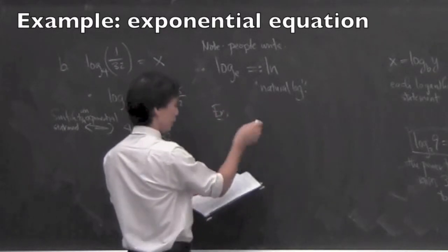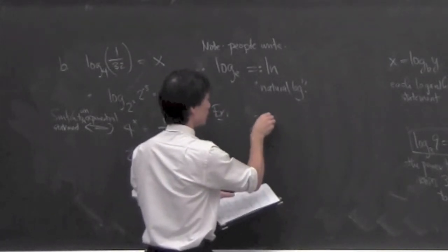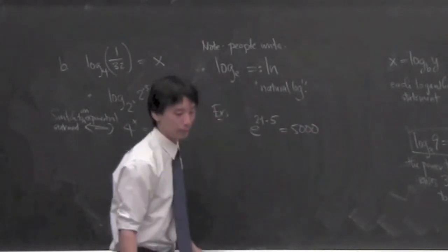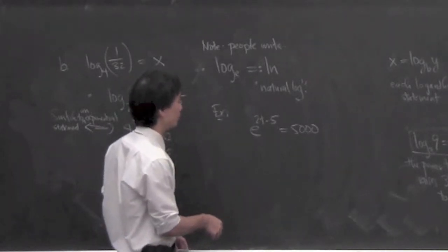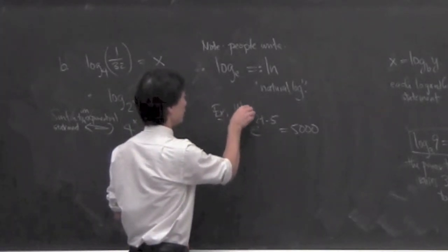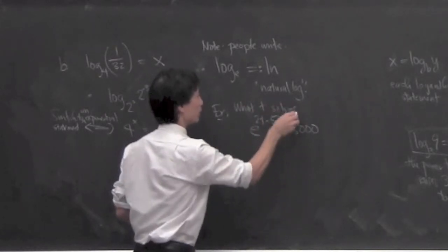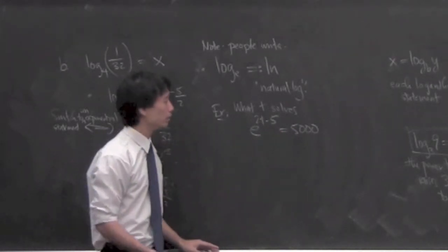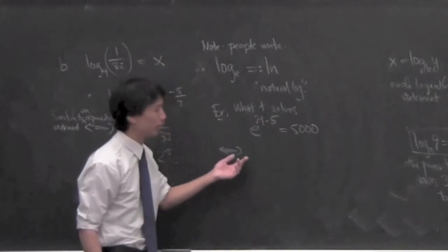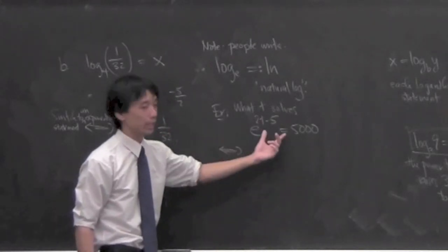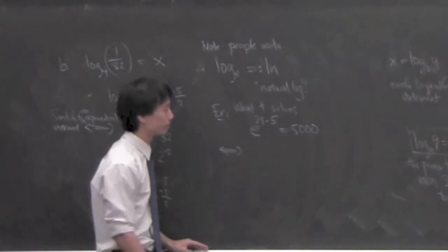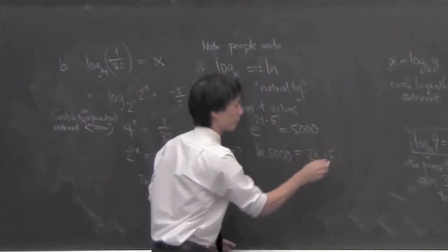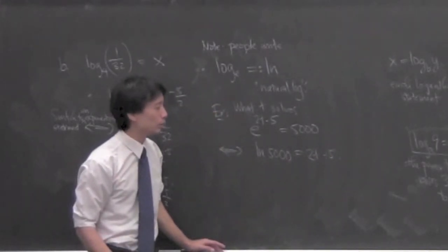Okay, so example: e to the 2t minus 5 is equal to 5,000. Somebody says, what t solves this equation? e to the 2t minus 5 is 5,000. Well, you can translate this. One way of thinking about this is the translation way. What does it say in terms of log? Natural log of 5,000 is 2t minus 5.